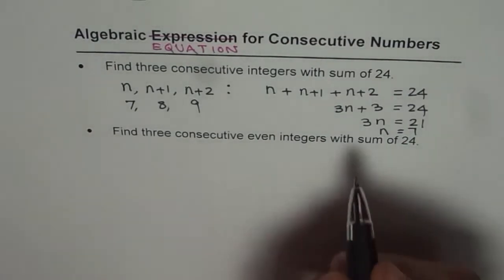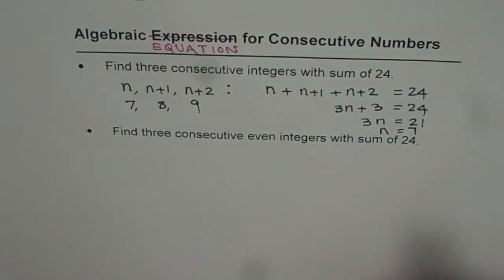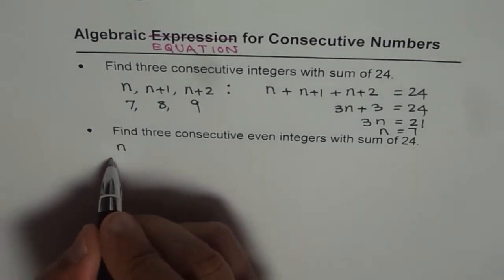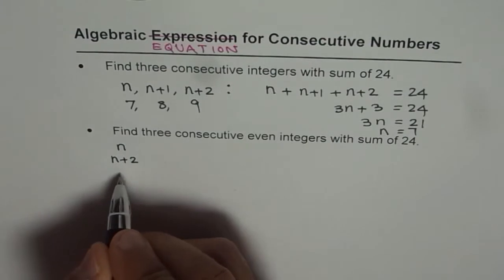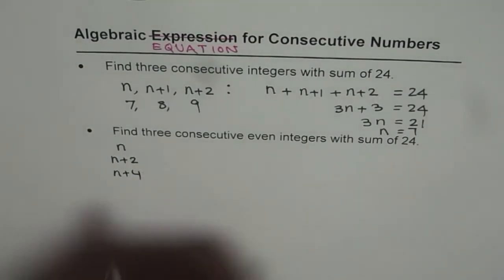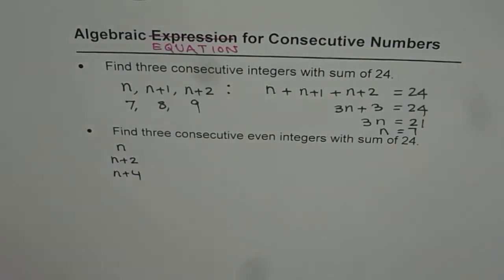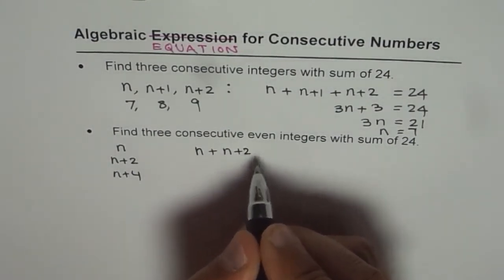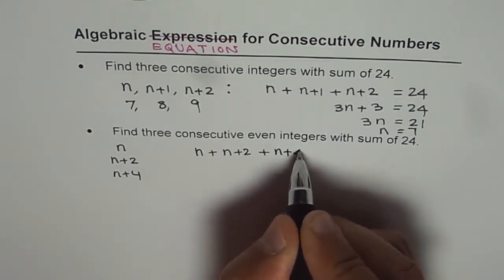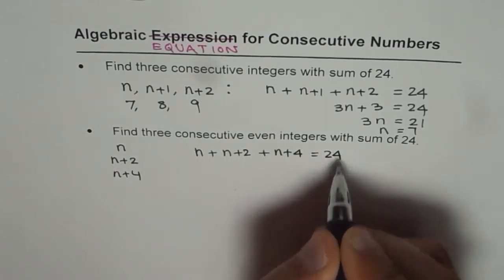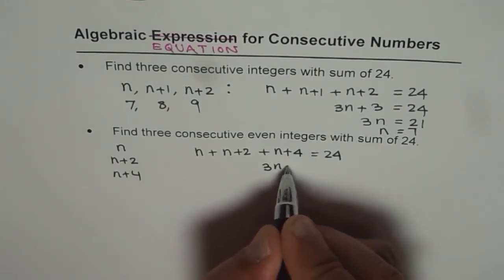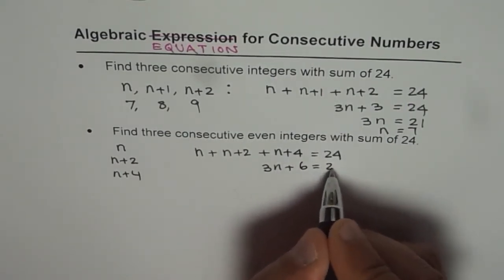So we say, well, even means we have to add 2 each time. So let us say n is one of the integers, then the next will be n plus 2, and the third will be n plus 4, right? So these are our three consecutive even integers, right? Their sum is 24. That means n plus n plus 2 plus n plus 4 is equal to 24. So similar kind of situation, we got 3n's, right? Plus 4 plus 2, 6 equals 24.